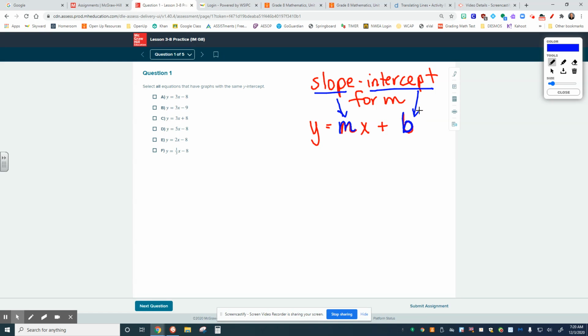In this first question, we're seeing that we need to select all the equations of the graph that have the same y-intercept. So we're really focusing just on this part, the ending of the equation, no matter what the ending is. We are looking at the ones that have all the same ending here. I want to look here. There's a -8, a -9, a +8, a -8, a -8, a -8. There's a lot of -8s in there. So I would have to say that this one is out because it doesn't have a -8, and this one is out because it doesn't have a -9, and we're left with all these ones that have the exact same y-intercept.